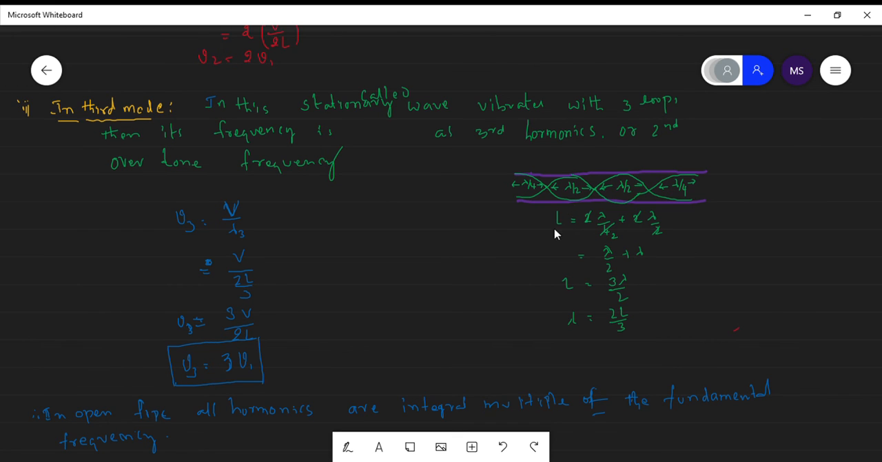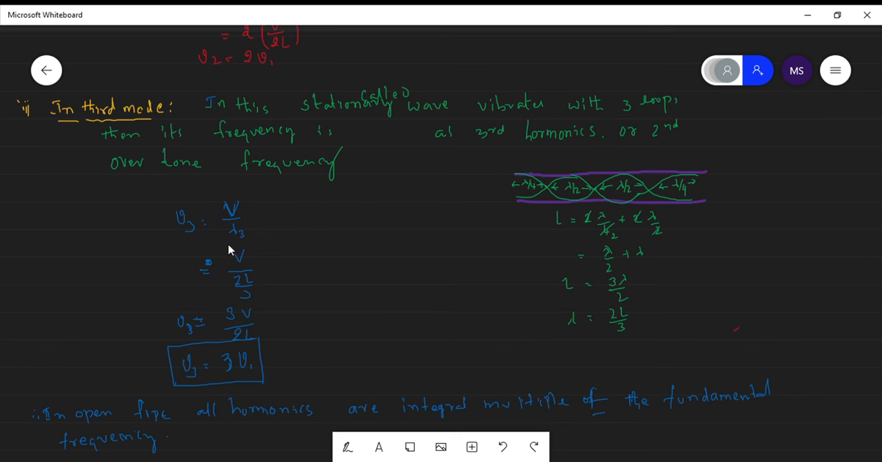So L is equal to 2 into lambda by 4 plus 2 into lambda by 2. Lambda by 2 plus lambda by 2 is 2 into lambda by 2, and lambda by 4 plus lambda by 4 is 2 into lambda by 4. We get 3 lambda by 2. Here lambda is equal to 2L by 3.